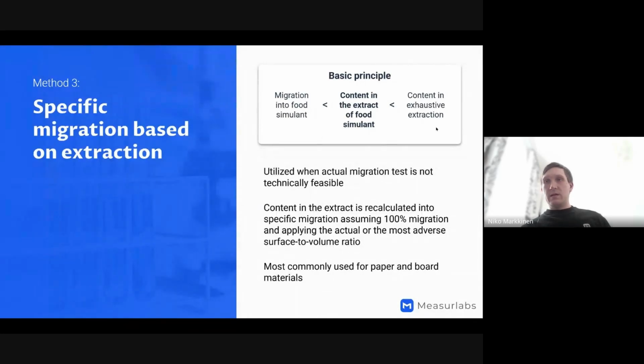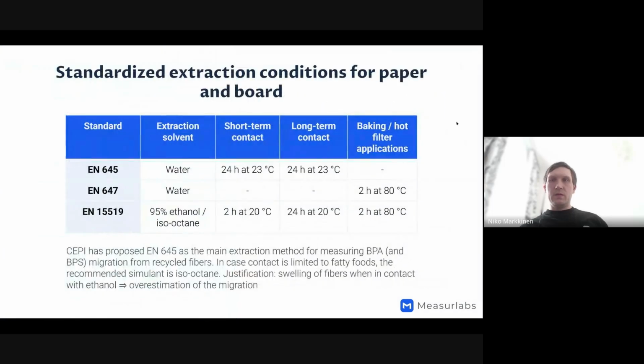The results from, let's say, exhaustive extraction can be used there, but that then would really overestimate the true migration in most scenarios. So here is something kind of in between, that you have an extraction that would exceed the migration but not be exhaustive. And for paper and board, there are 3 different standards with either water or solvent simulants, or extraction solvents to do these extractions in a standardized way.